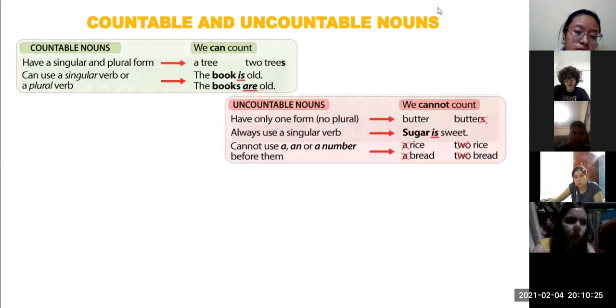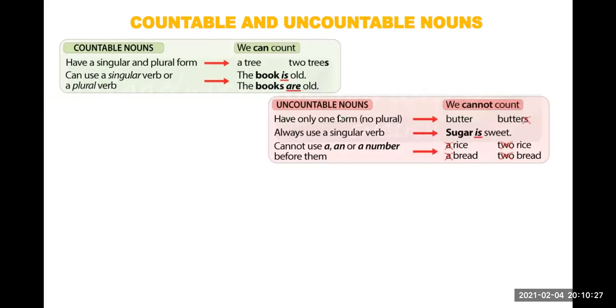Then we have the uncountable nouns. For the uncountable nouns, we have only one form, the singular form. We don't have a plural form. Okay, so we say butter, we don't say butters, right? Butter. And we use just a singular verb. Sugar is sweet. We cannot say sugar are sweet, right?